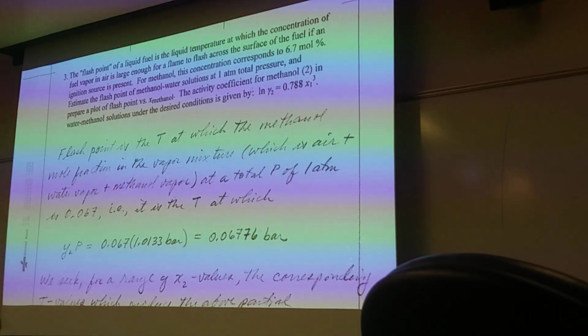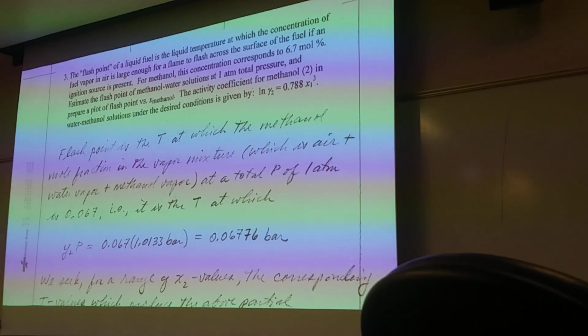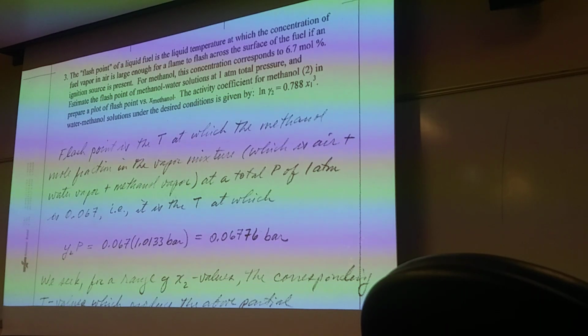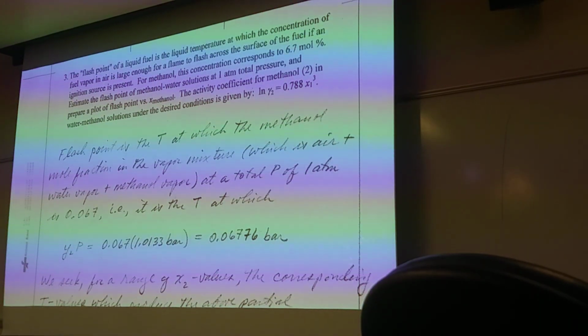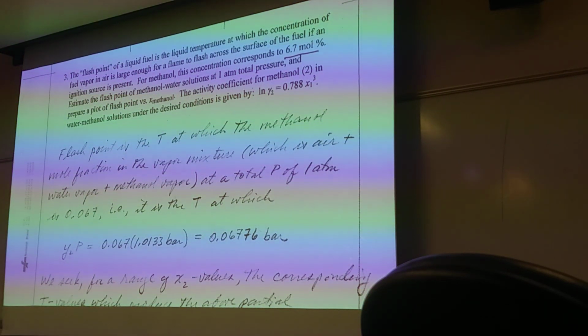Okay, so third problem, we've got flash point of a liquid fuel is the liquid temperature at which the concentration of the fuel vapor in air is large enough for a flame to flash across the surface of the fuel if an ignition source is present. And the values that we get for this are obtained by experiments, lab experiments that will give us what that is. And for methanol, this concentration corresponds to 6.7 mole percent.